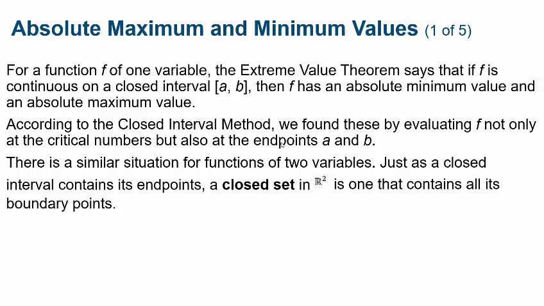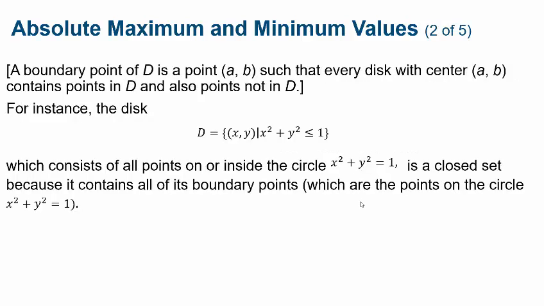There is a similar situation for functions of two variables. Just as a closed interval contains its endpoints, a closed set in R squared is one that contains all its boundary points. So the problem with this is, what does that set in R squared look like? And you'll see when we go to find maximum and minimum values, it's a little bit more complicated.